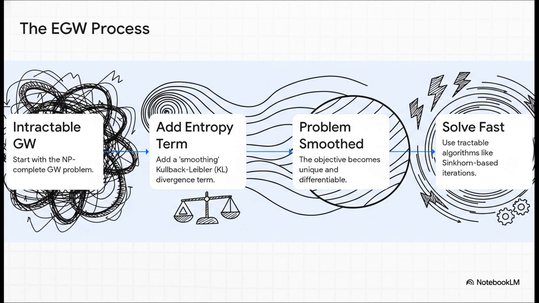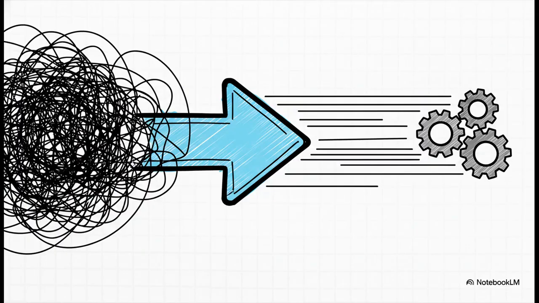You start with that tangled, impossible NP-complete GW problem. Then you add this clever mathematical smoothing term. And all of a sudden, the problem's landscape just smooths right out, making it actually possible to find a solution. This opens the door for these incredibly fast algorithms to find a really, really good approximate answer. And what you get at the end is Entropic Gromov-Wasserstein, or EGW for short.